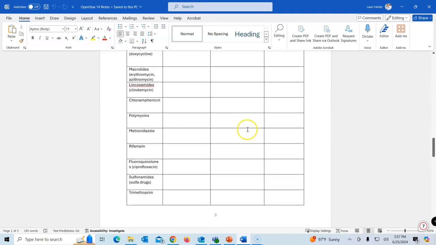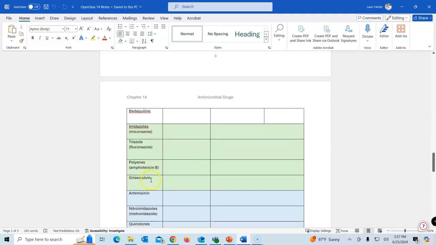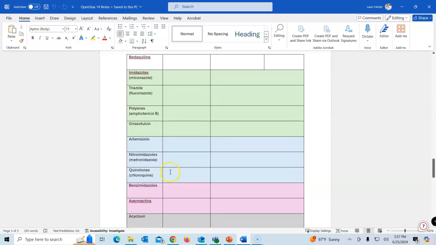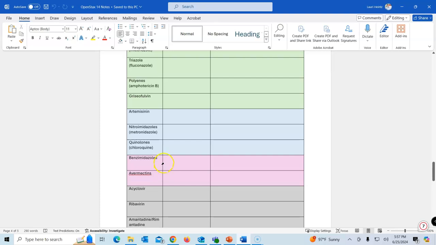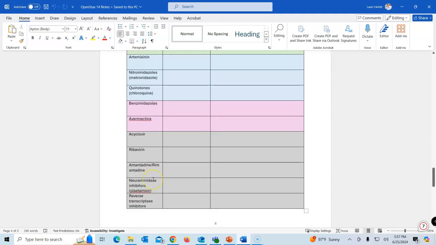Whatever. Okay, continuing on, anything that's here in green, these are antifungals. Anything in blue, these are antiprotozoan. All of the pinks are antihelminthics, and the grays are antivirals. And so that's what I tried to do when I color coded that for you, was to show you they're being used against different specific classes of pathogens.